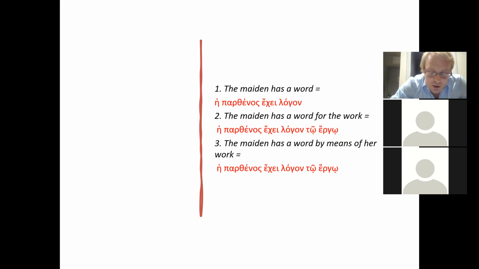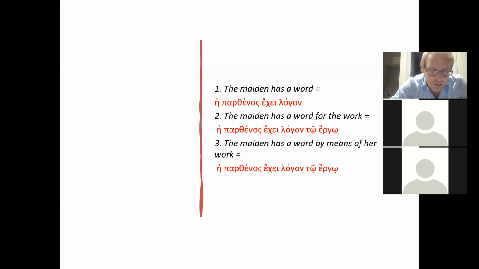In the English version of our sentence, the indirect object is represented by the word work. It is for the work that the maiden has the word. In Greek, the indirect object is typically expressed with the dative, as it is in this case as well. To ergo is a dative singular of to ergon, as we have learned.